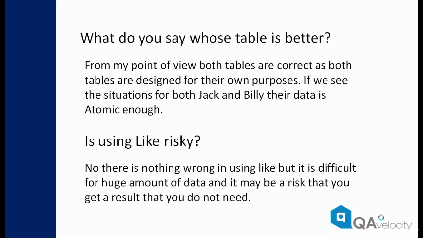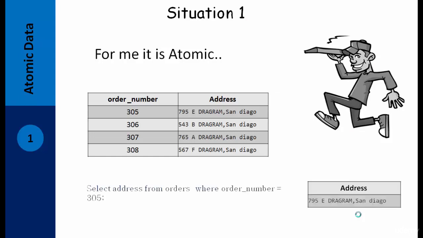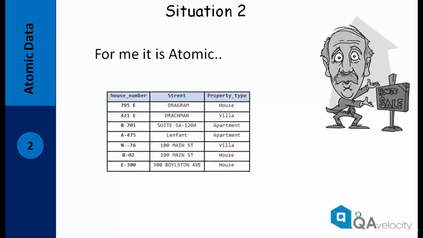Alright, you may not be able to understand what I am trying to say. Let's take two situations. A pizza delivery boy just needs the street number and complete address in a single column. So for him, this order table is atomic enough. He can just write select address from orders where order number equal to 305, and he would get his address. On the other hand, a real estate agent might want a separate column for house number because he wants to write select property type from properties where street is 100 Main Street.